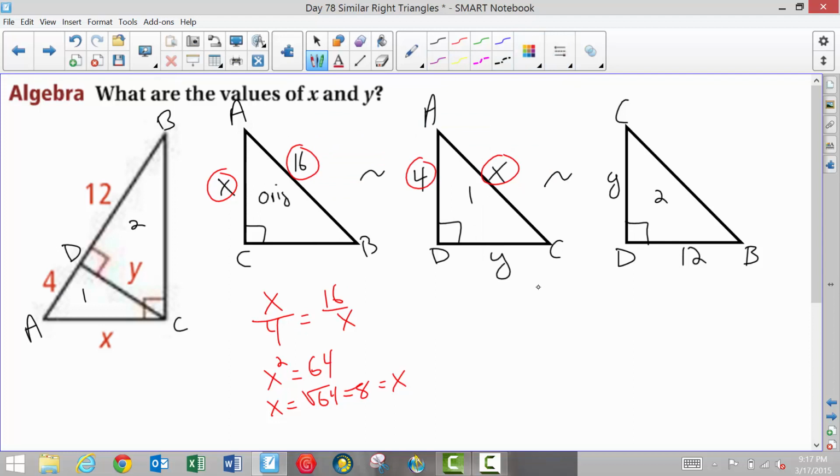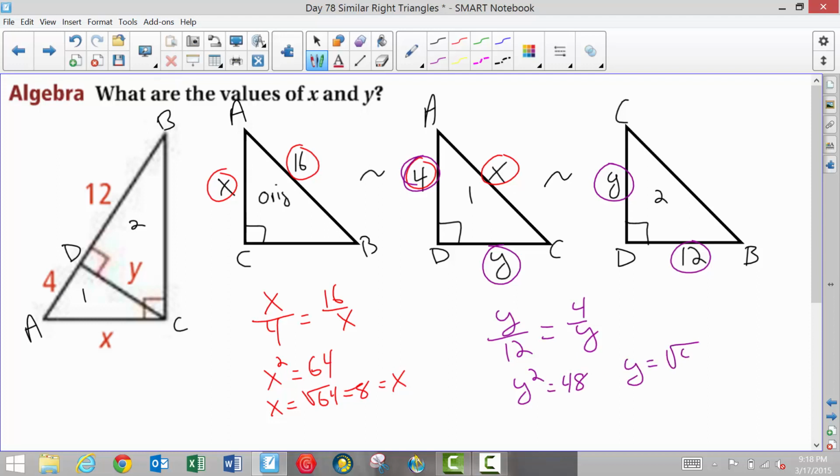So to solve for y, pick two triangles that contain y, and that's triangles 1 and 2. So I know here I have y and 12. So again, their side ratios are going to be the same. So the side ratio of y over 12 is going to be the same as 4 over y. So I have y squared equals 48. So y equals the square root of 48.